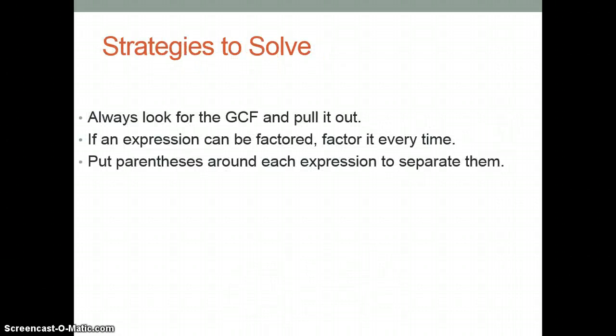Here are some strategies that we're going to use to solve. The first one is that we're always going to look for the GCF. If there's one thing you are sure to do every single time, it is find the GCF and pull it out. That's always your first step of factoring. If it can be factored, we always want to factor it every single time. We want to put each factor in parentheses to make it separate from everything else. We want to rewrite these expressions in the factored form. And the last part: parentheses around each expression. You're going to see that I point that out a lot. It keeps everything separate and in order.